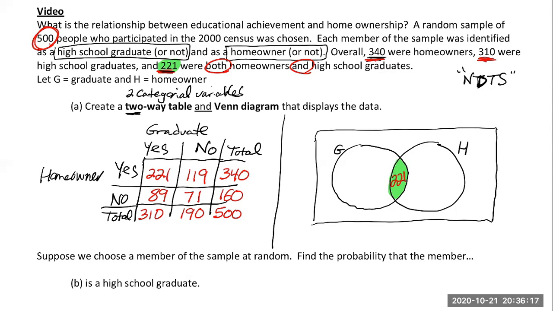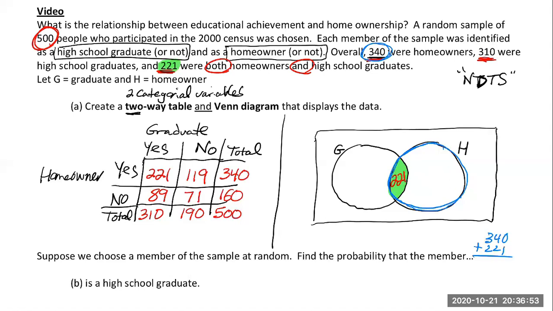Now here's the tricky part about Venn diagrams. If 340 were homeowners, everything in this circle has to add up to 340. So let me write something wrong. This would be wrong. This is wrong because how many are inside this circle? That's 221 plus 340. That's way too much. So that 340 really is the total inside the circle.